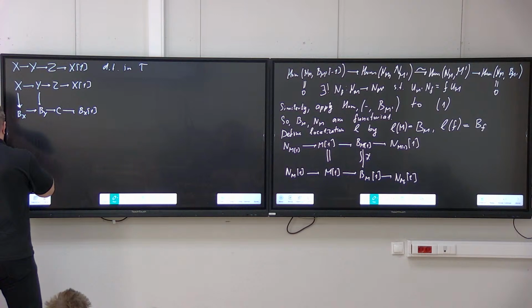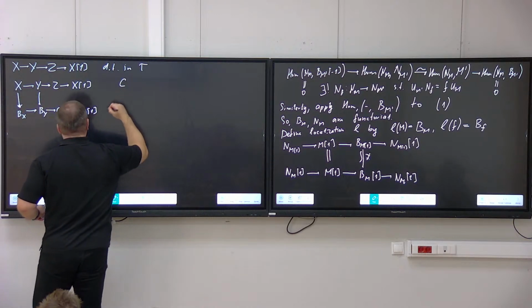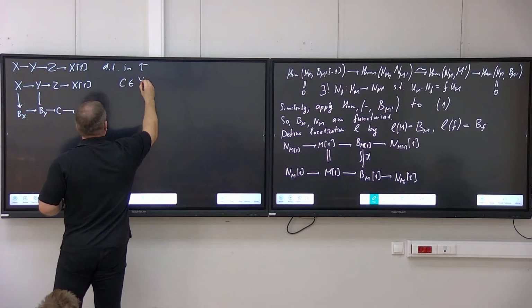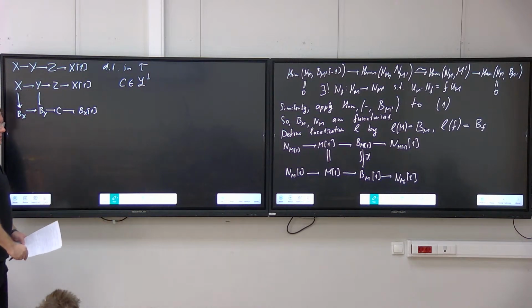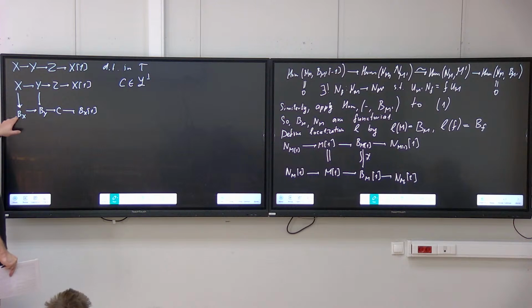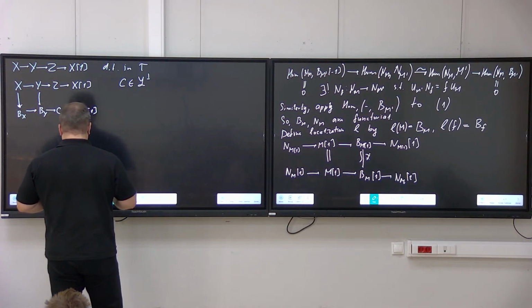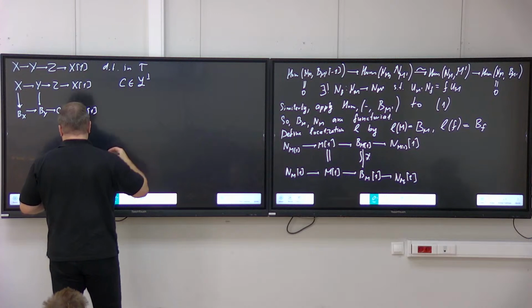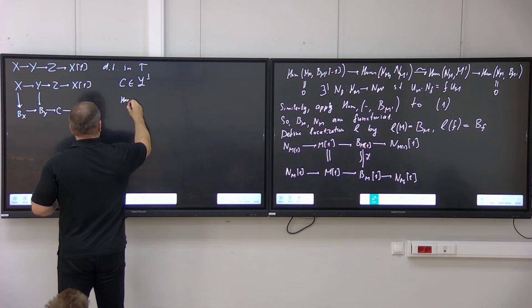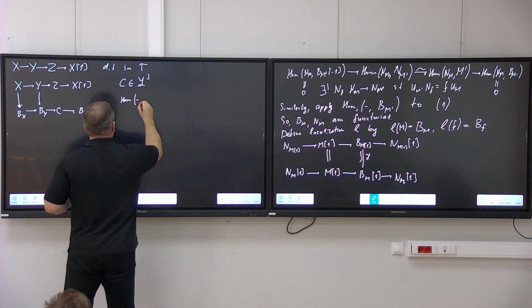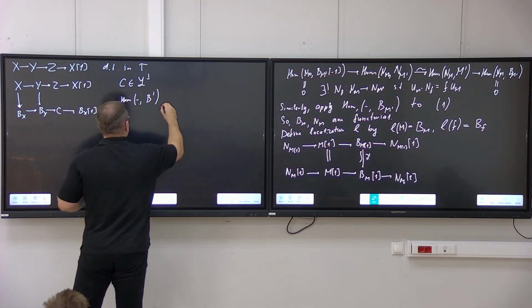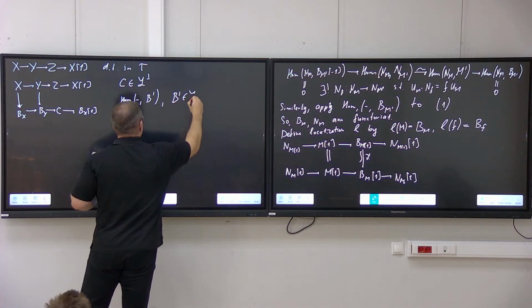So first of all, the observation is that C is in the right orthogonal, which is clear since we have a distinguished triangle. Two objects, B_X and B_Y, are in the right orthogonal, so C is also in the right orthogonal. The argument is more or less the same. So I just apply Hom to some B prime, which is an object in the right orthogonal.